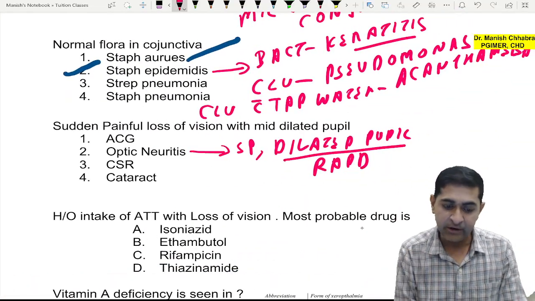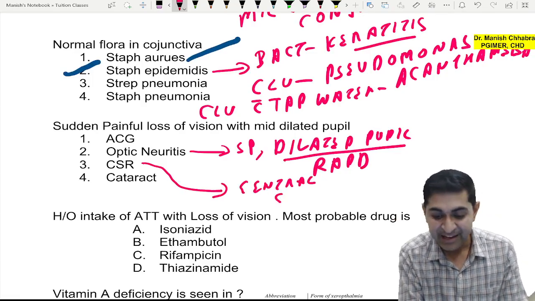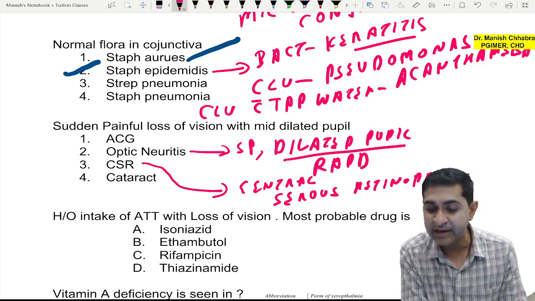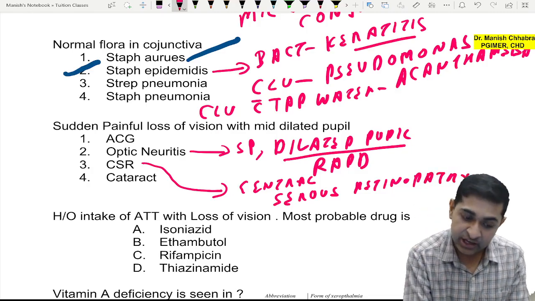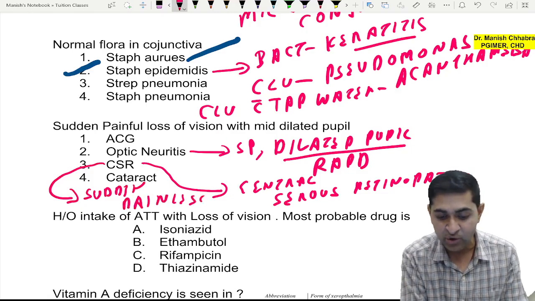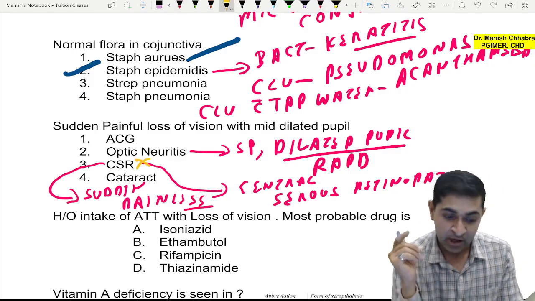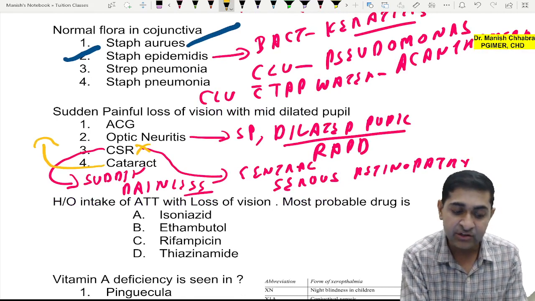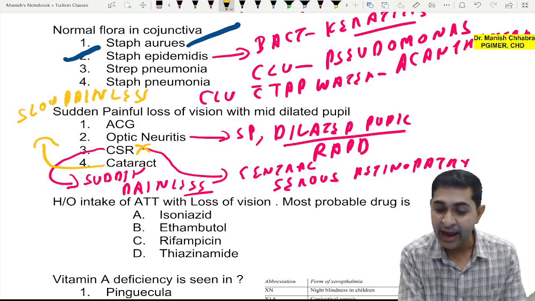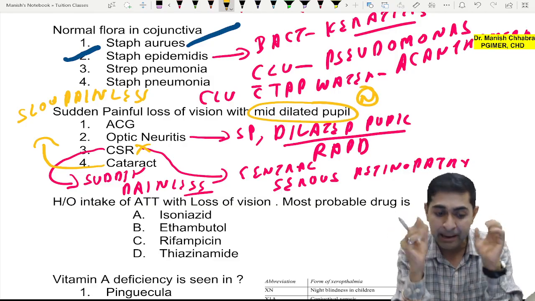All right, let's move ahead. Now what is CSR? CSR is your central serous retinopathy. It is actually the exudative form of retinal detachment. Yes, and there will be sudden, no doubts, painless loss of vision, not sudden painful loss of vision. So this is also eliminated. What about cataract? In cataract there will be slow, painless loss of vision, and the pupil will be normal. It will not be mid dilated.